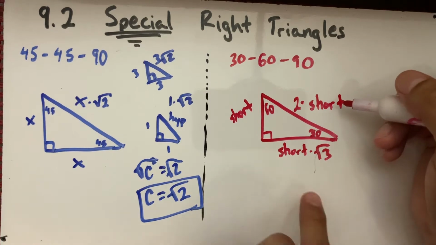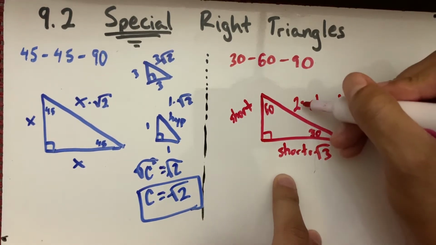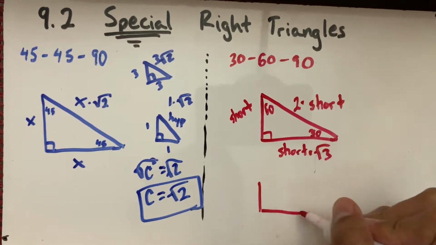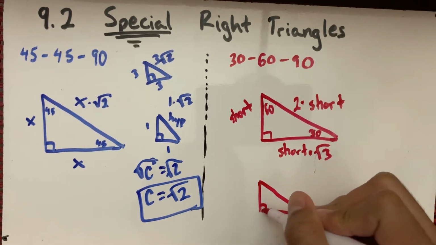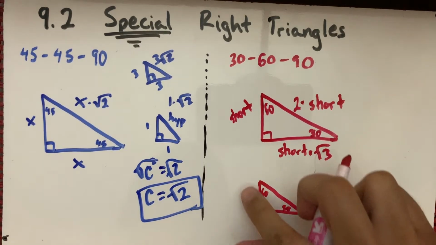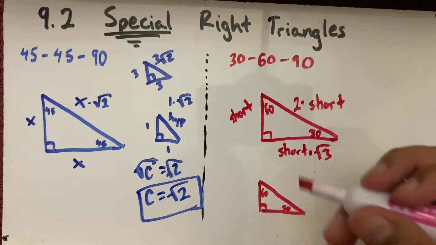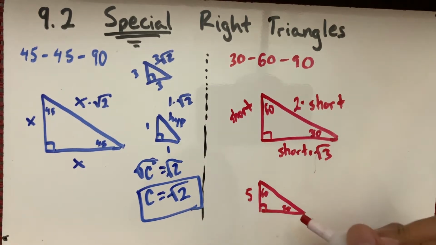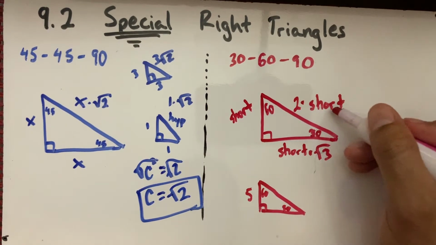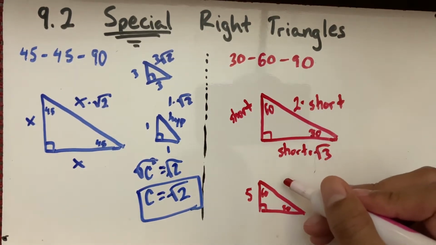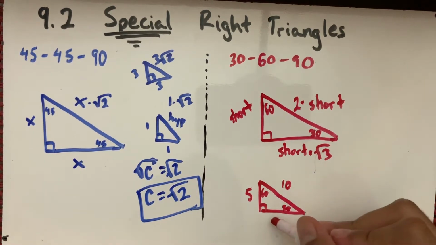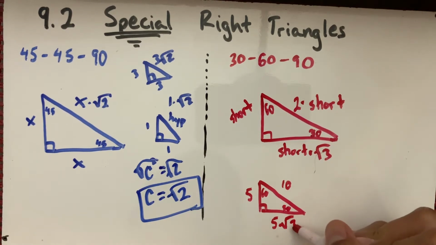Okay? And this is always multiplying. So a quick scenario: if you know this is a 30, 60, 90 triangle, so this is the 60, this is the 30, and this side length right here, let's say they tell us it's 5. Then I know the hypotenuse, no matter what, is going to be 2 times the short. The short is 5, so 2 times 5 is 10. And the long side is going to be short times square root of 3, so that's 5 square root 3.